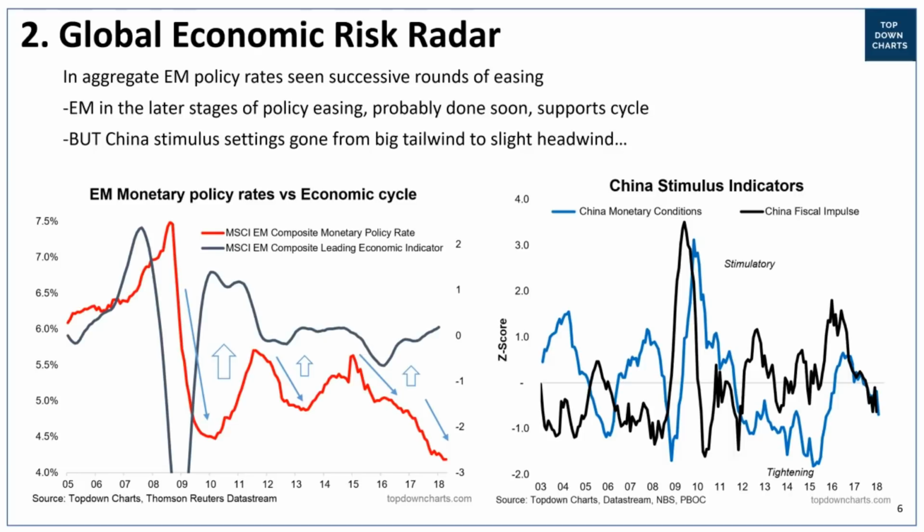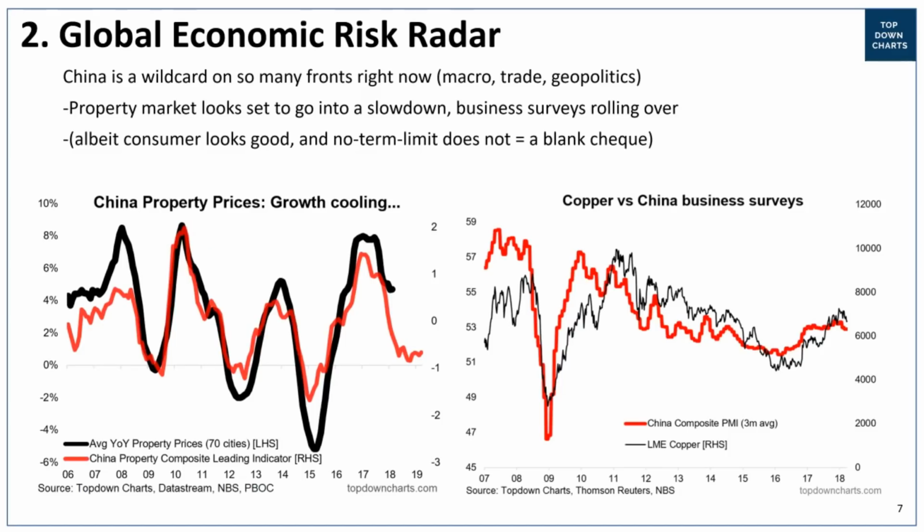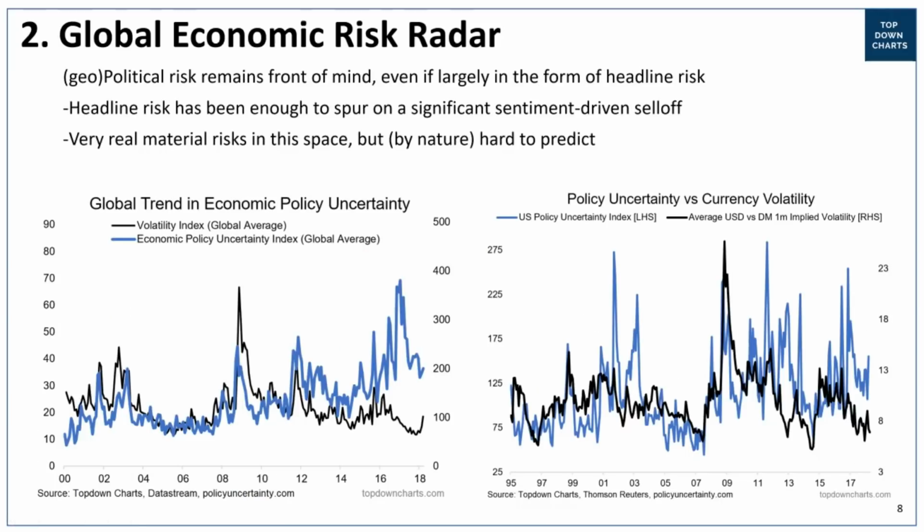But now we've moved from tailwind to slight headwind, and that is going to be probably, if the previous chart was problematic, this one is going to be even more so, and that's going to create, in my view, a bit of headwinds for commodities. In particular, you also look at the property market for China, and that looks to be rolling over. Leading indicator says even more of a slowdown. And likewise, you look at the PMI and copper price. Both of those look to roll over. So this is definitely an area that's front of mind for me.